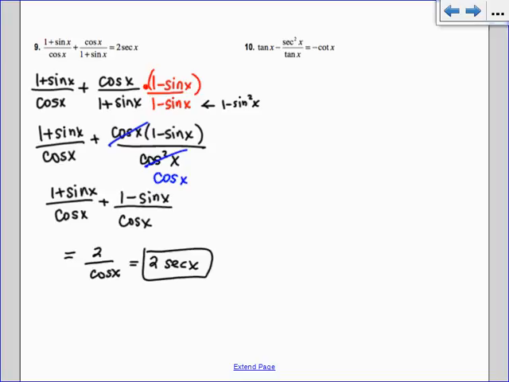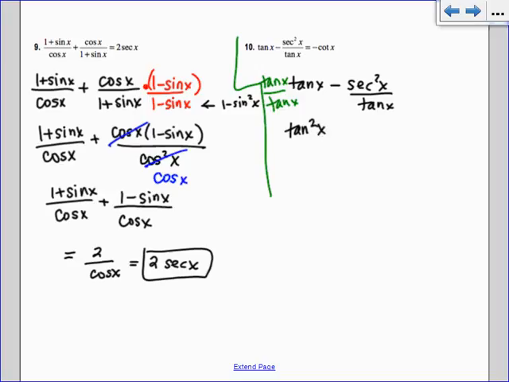All right, and then number 10, you can change things to cosines and sines if you want to. You can get common denominators, lots of things you could do. So let's say I get common denominators. So I'm going to multiply the first tangent by another tangent over tangent. So when I do that, I get tangent squared x over tangent minus secant squared x over tangent. So tangent squared minus secant squared. So that is an identity.